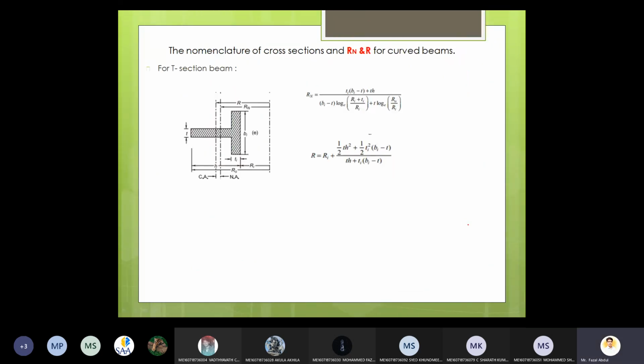Another one is the T section. For T section, neutral axis radius and the central axis radius. It means if you cut this figure at this particular XX section, not only here, you can cut here, you can cut also here. Anywhere you cut this one, if you find the shape in this manner, the cross sectional area, so blindly go through these equations.